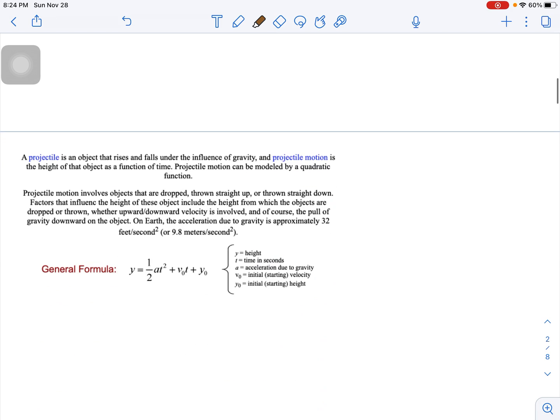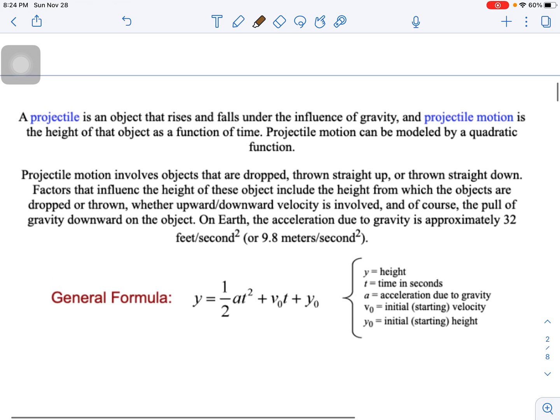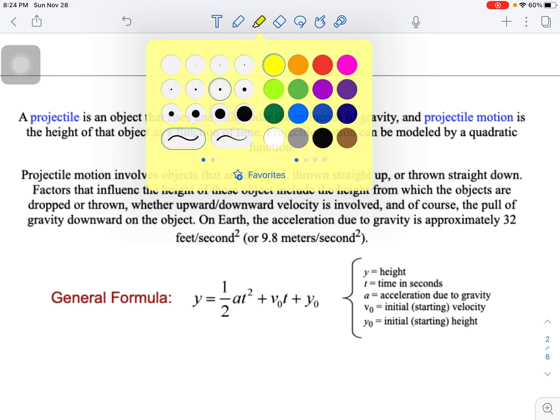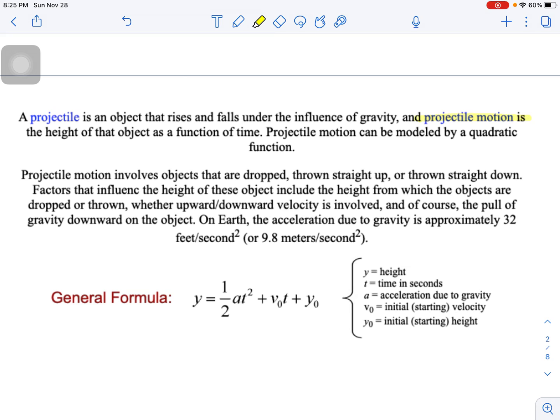Okay, let's go on to our next slide, and let's talk about max or min applications. These are called projectile motion applications. A projectile is an object that rises and falls under the influence of gravity, and projectile motion is the height of that object as a function of time. So let me highlight that. Projectile motion is modeled by quadratics, and that is why we do it now.